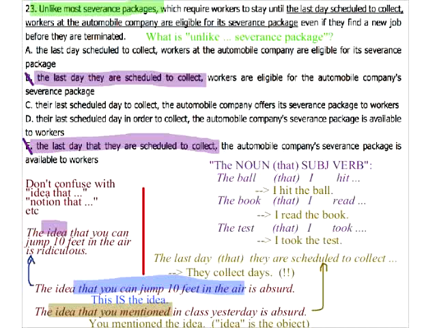So unlike severance packages, workers do this, no. The automobile company, no. The company's package, yes. We actually have to have a comparison between packages. So that actually leaves us with D like dog.